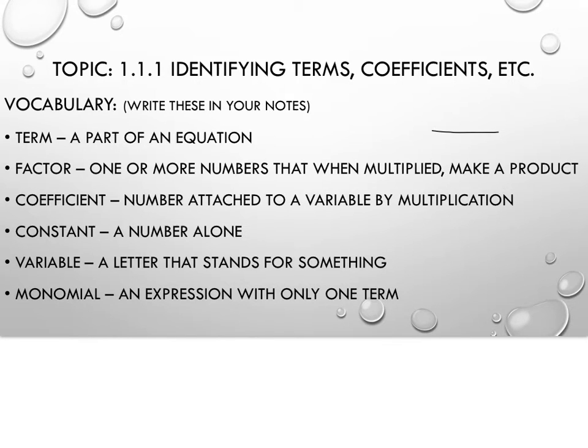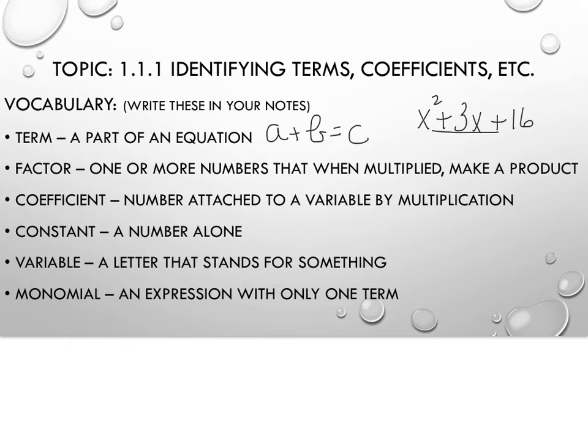The first word is term, which means it's a part of an equation. So equations are divided into different parts by multiplication signs and other things. So if you have a plus b equals c, the terms are a, b, and c, just the different parts. If you have a more complicated one, like x squared plus 3x plus 16, then x squared is one term, 3x is one term, 16 is one term.